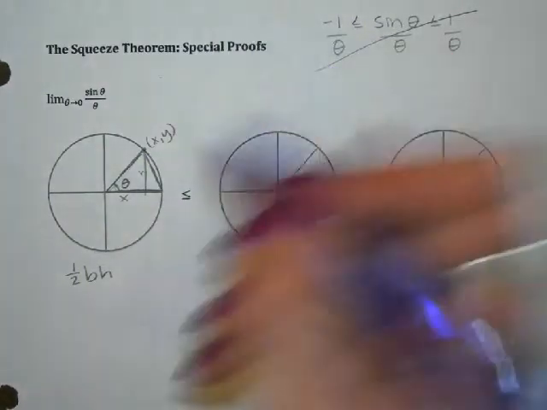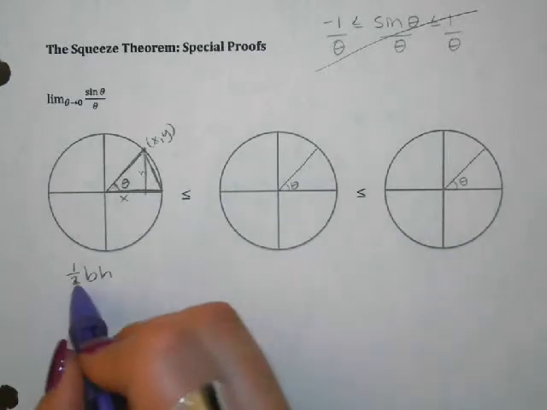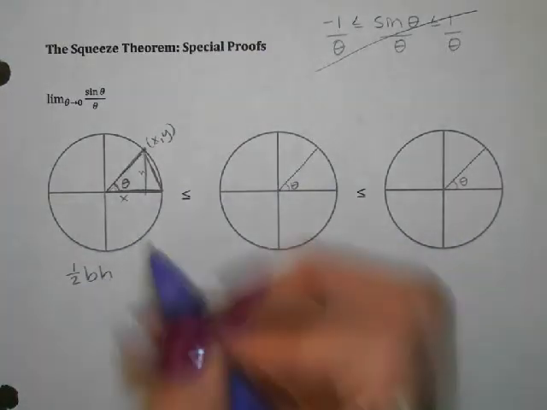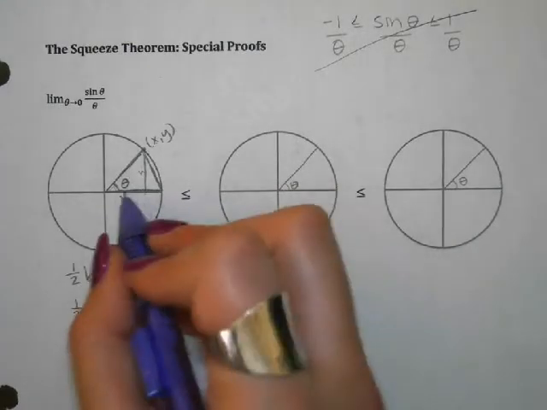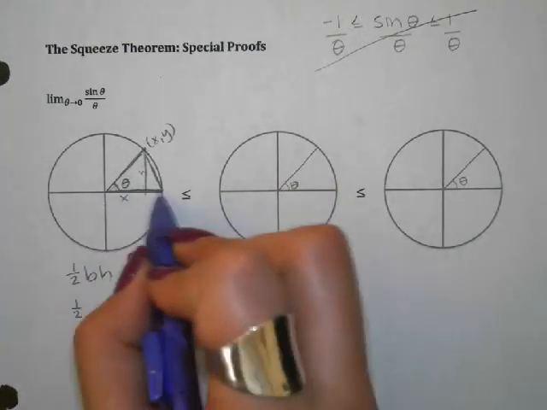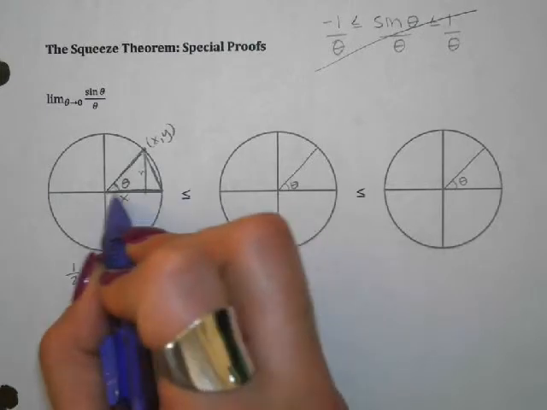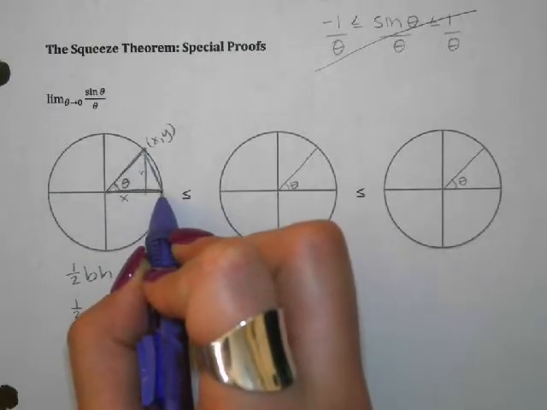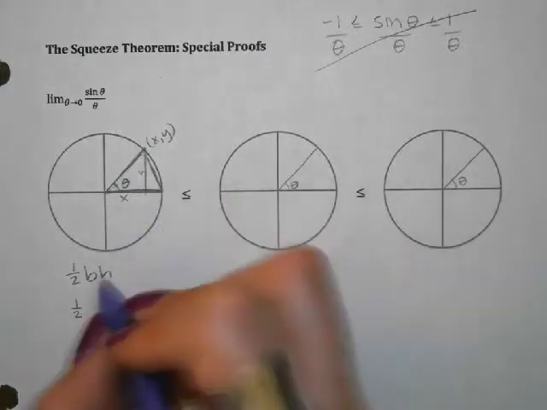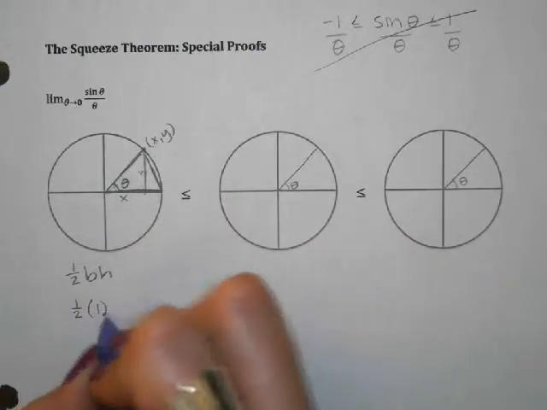Okay, so if I want to think about this as 1/2 times the base times the height of the triangle, the base of this triangle would be a length of 1 if we're talking about a unit circle, because a unit circle always has a radius of 1. That's how it got its name. So I'm going to say 1/2 times 1.